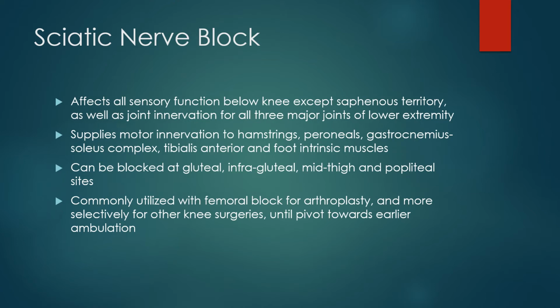Sciatic nerve affects all sensory function below the knee except the saphenous that we mentioned earlier, but also provides joint innervation for all three of the major joints of the lower extremity: the hip, the knee, and the ankle. It supplies motor innervation to the hamstrings, and again, everything below the knee: the peroneals, the gastrocnemius-soleus complex, the tibialis anterior muscle, and the foot intrinsics, the short flexors on the bottom of the foot.